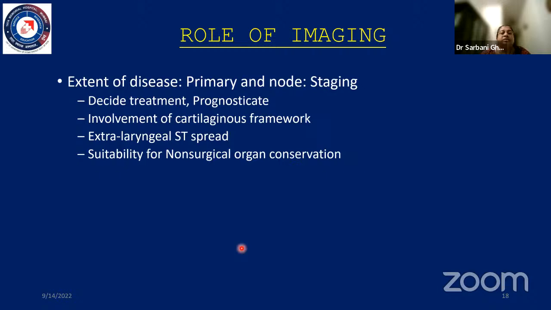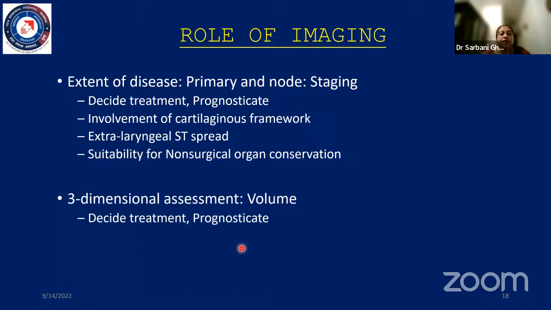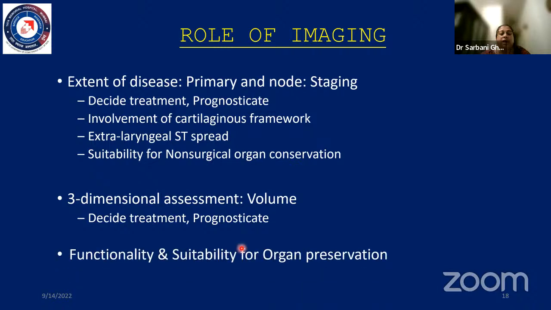Now, the role of imaging essentially is to understand the extent of the disease both at the primary and nodal sites, decide treatment, prognosticate, understand involvement of the cartilaginous framework, look at extralaryngeal soft tissue spread, and suitability for non-surgical organ preservation. A three-dimensional assessment is important again to establish volume of the disease, decide on treatment, and prognosticate. And most importantly, as I've already said, functionality and suitability for organ preservation are important considerations when we are talking about the management of the patient.